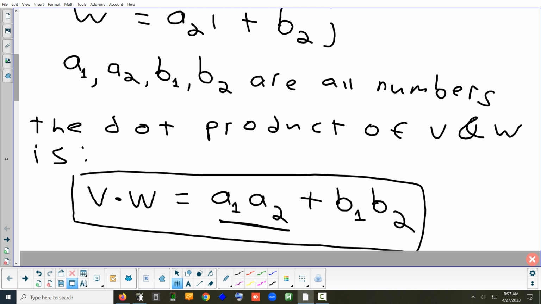How about when you do B1 times B2? What kind of thing are you going to get right there? Yeah, you're going to get another number. Could be a different number, could be the same number. But you're going to have a number plus another number. So what does that give you? A number. So when you find a dot product, the answer that you get is a number.